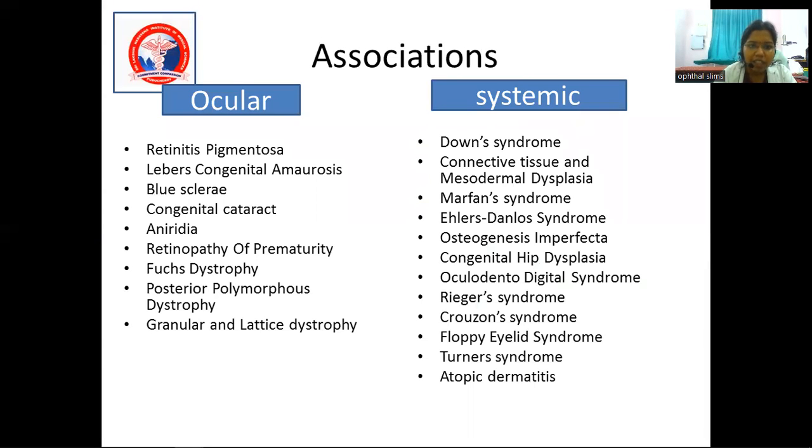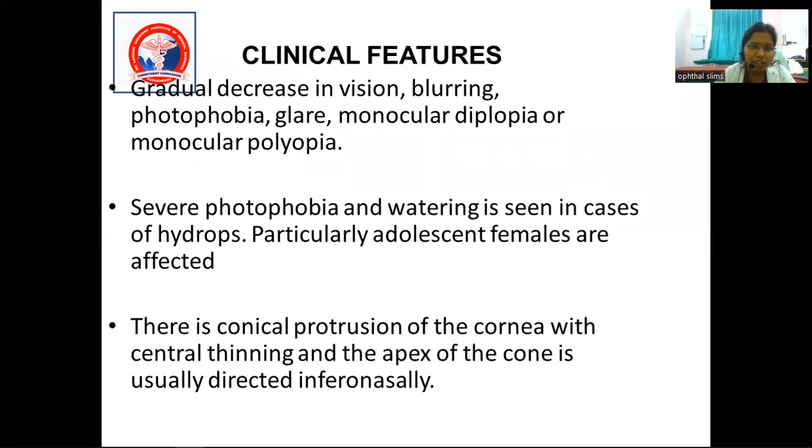Ocular associations are retinitis pigmentosa, Leber's congenital amaurosis, blue sclera, congenital cataract, aniridia, retinopathy of prematurity, Fuchs dystrophy, posterior polymorphous corneal dystrophy, granular and lattice dystrophy. The systemic associations are Down syndrome, connective tissue and mesodermal dysplasia, Marfan syndrome, Ehlers-Danlos syndrome, osteogenesis imperfecta, congenital hip dysplasia, oculodentodigital syndrome, Rieger syndrome, Crouzon syndrome, floppy eyelid syndrome, Turner syndrome, and atopic dermatitis.